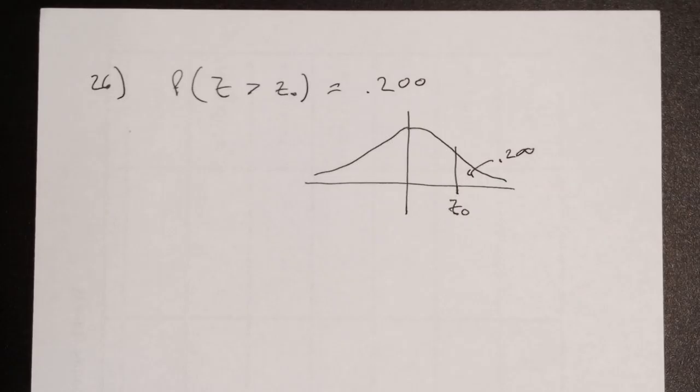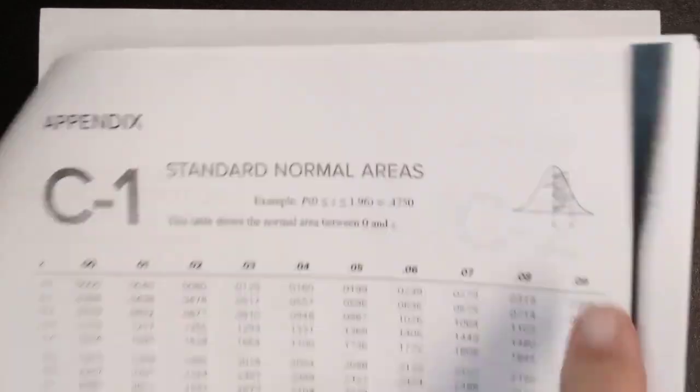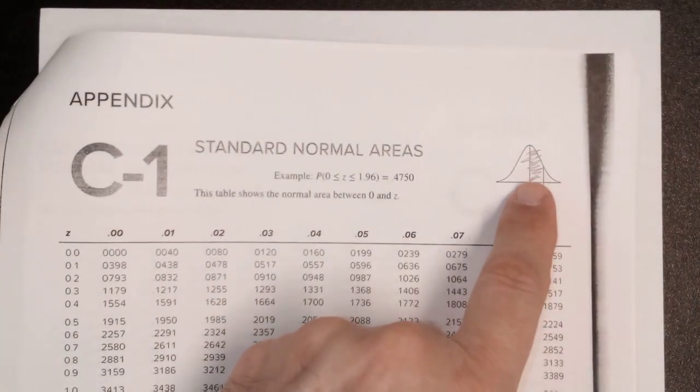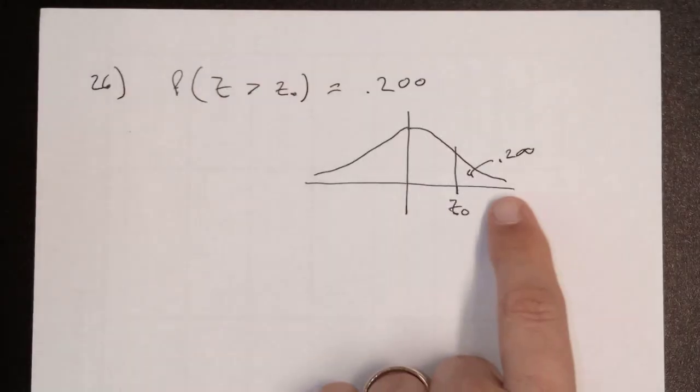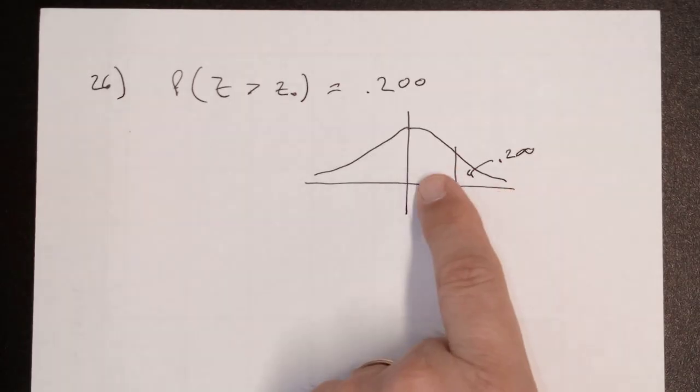All right, table 1, first thing I do is I remind myself by looking at the picture. Table C1 gives me these pieces. So if I use table C1, I can't look up this part. I have to look up this part. So what's the size, the area in this part?